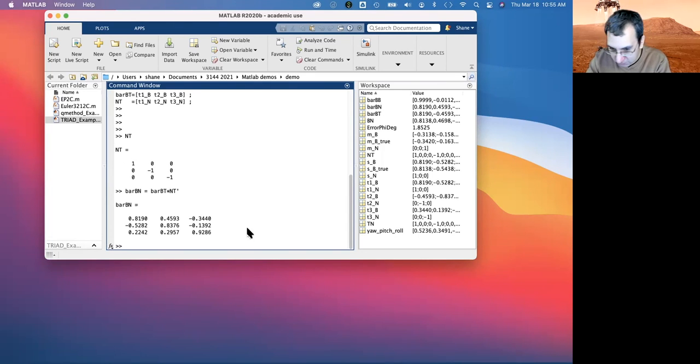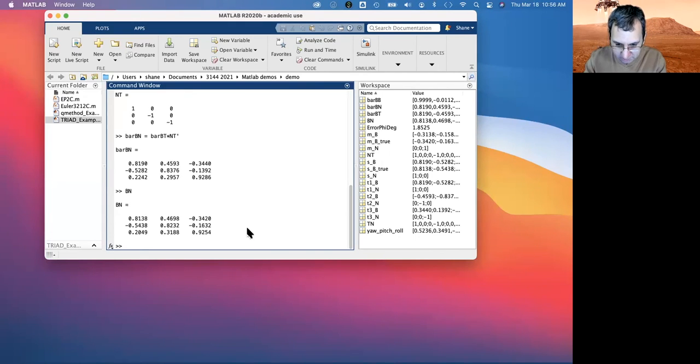So that looks okay. If we want to know what the accuracy is, we have the true BN, and we could look at the entries, but we could actually get how far off we are in terms of the axis and angle formulation. How far off are we in terms of the angle of rotation? That's a good measure. So the angle would be 0 if this was correct.